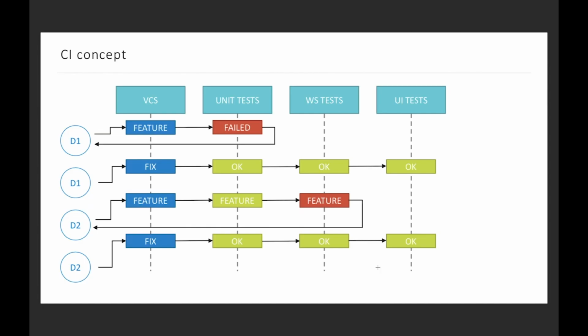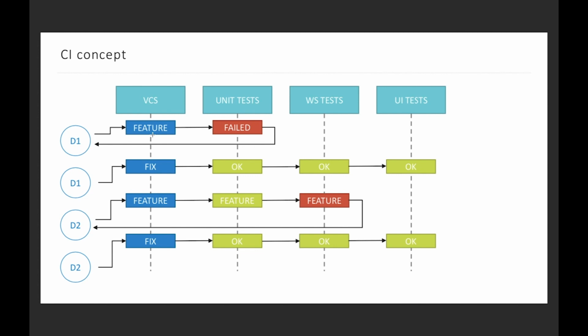In this video we take a look at this continuous integration concept, how it works and how it can help in our work. So let's take a look at this schema. Let's imagine that we have developer 1, and we have a version control system. For example, it's Git, and there is our code, a huge code.